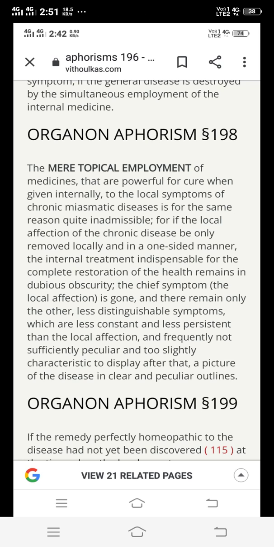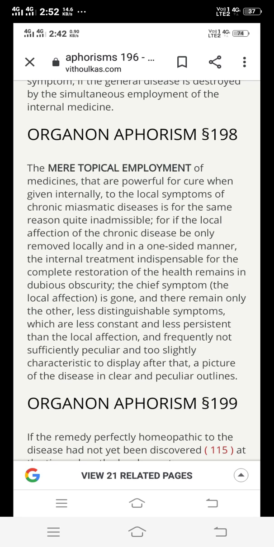For if the local affection of the chronic disease be only removed locally and in a one-sided manner, the internal treatment indispensable for the complete restoration of the health remains in dubious obscurity. The chief symptom, the local affection, is gone and there remain only the other less distinguishable symptoms, which are less constant and less persistent than the local affection, and frequently not sufficiently peculiar and too slightly characteristic to display after that a picture of the disease in clear and peculiar outlines.